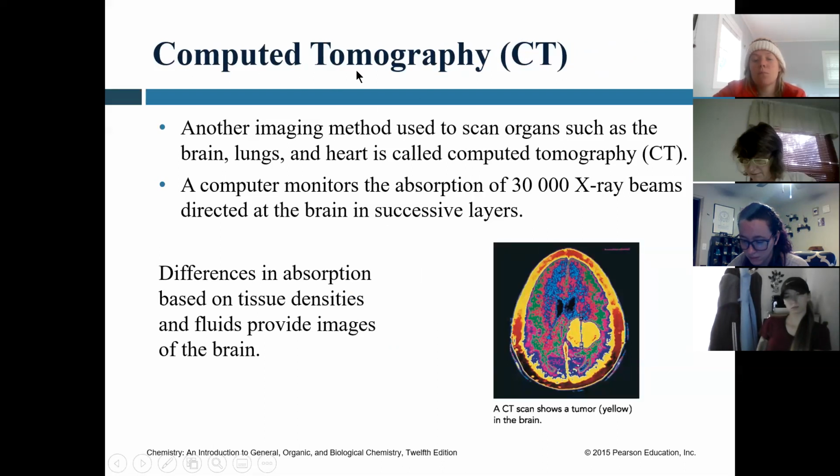So then you get this computed tomography or this CT scan. So we have another imaging method, and in this case, this will use X-ray beams, and it will help to sort of show us the different layers, so we can actually see multiple layers of whatever we're looking at. In this case, they're looking at a brain to see if there's fluids, or any difference in tissue densities for tumor.